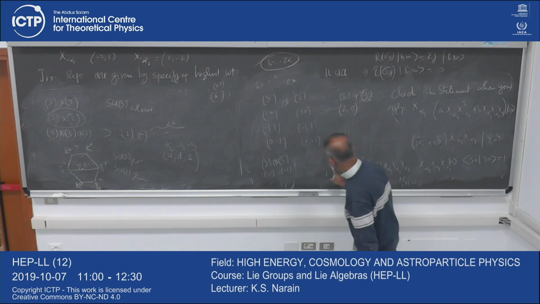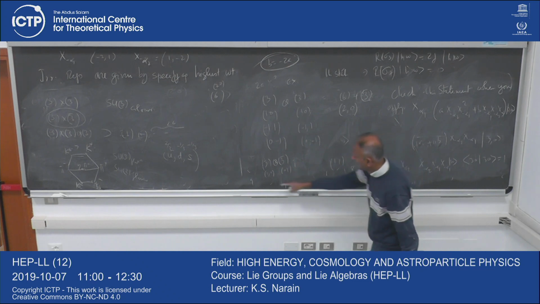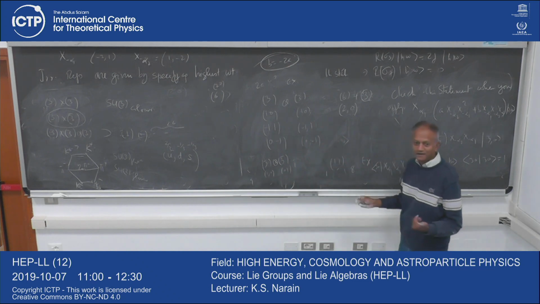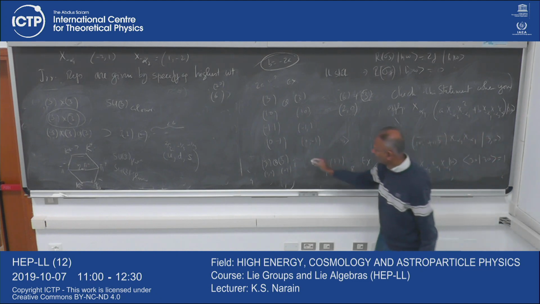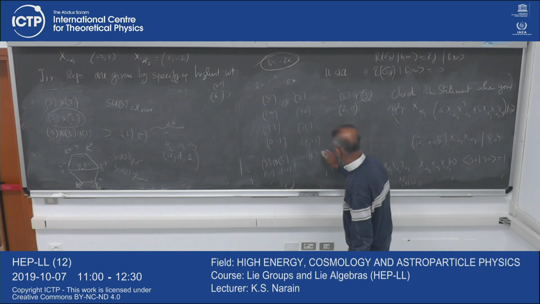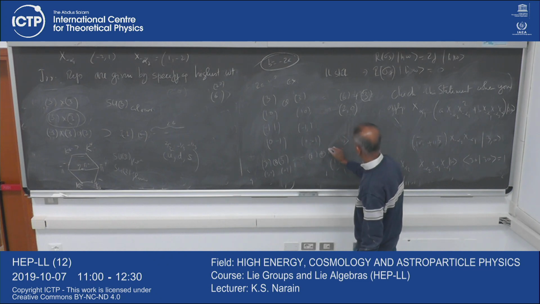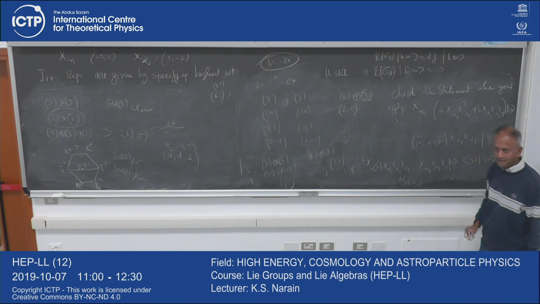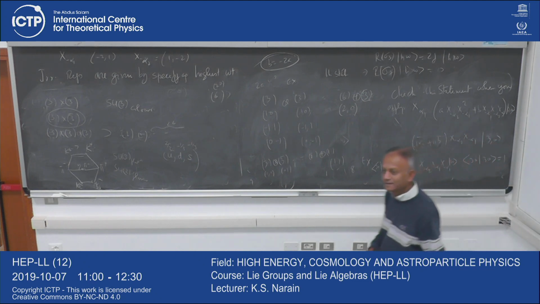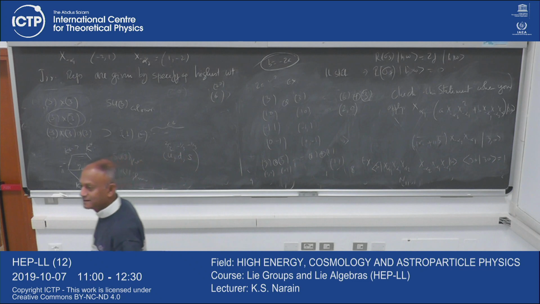There are 9. Adjoint representation is 8-dimensional. So 9 minus 8 is 1. The 1 has to be a singlet. Nothing else can happen. Right? So this should split into 8 plus 1, plus singlet. So we always split into all possible irreducible representations.